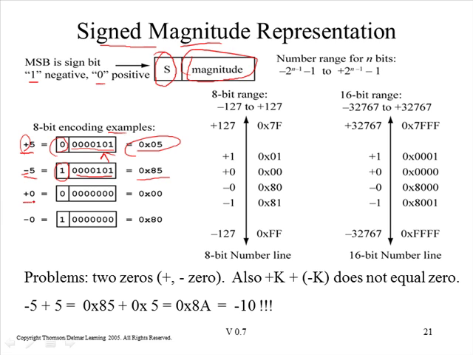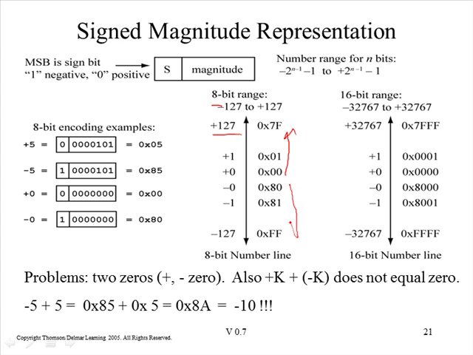We can also represent a positive 0. Here's the sign of 0, here's a magnitude of 0. Here's a negative 0, sign bit of 1, magnitude of 0, that would be a hex 80. On a number line basis, we can represent for an 8-bit range the numbers from positive 0 to positive 127 and a negative 0 down to minus 127.